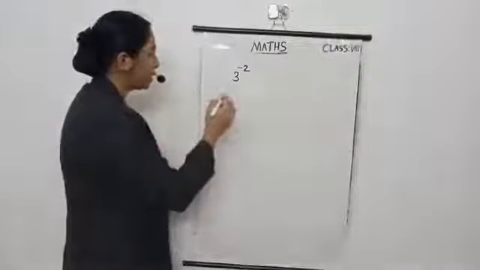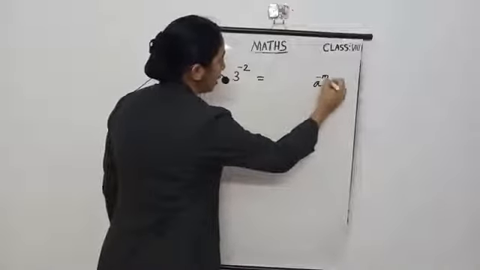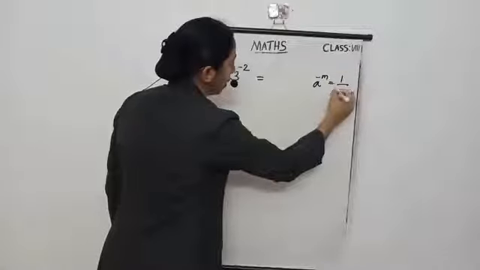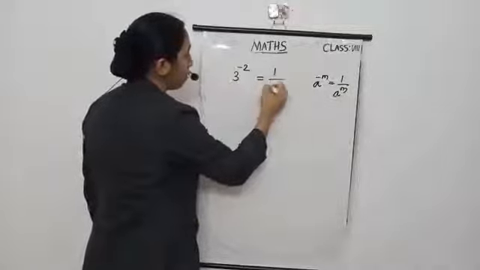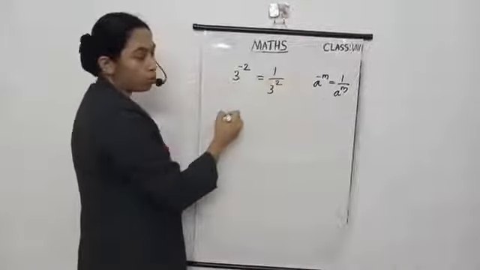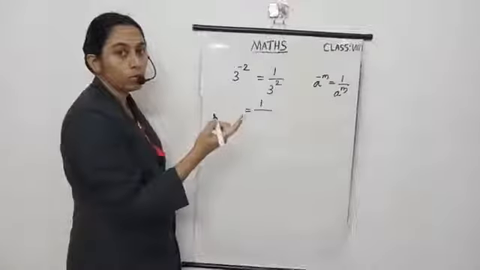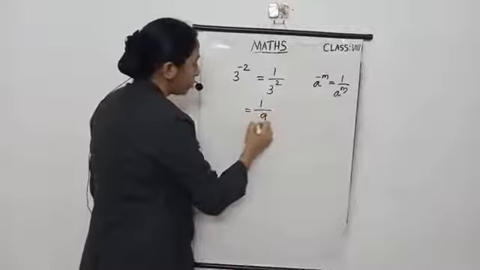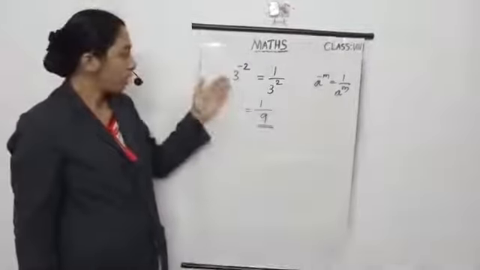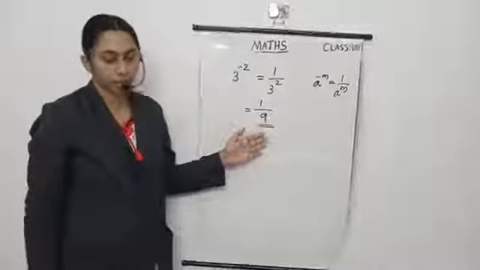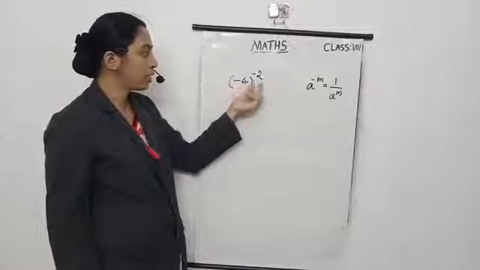So first is 3 raised to minus 2. We can write a raised to minus m equals 1 by a raised to m. Isn't it? So this can be written like 1 by 3 raised to 2, and 3 raised to 2 means 3 into 3. 3 into 3, 9. So 1 by 9 is the answer. Evaluate means find the final answer. Okay. Second question, minus 4 raised to minus 2.